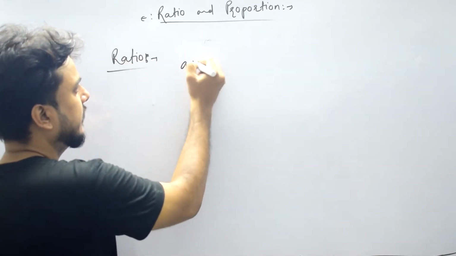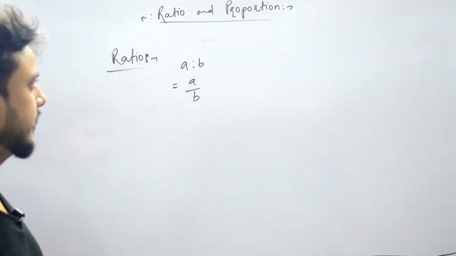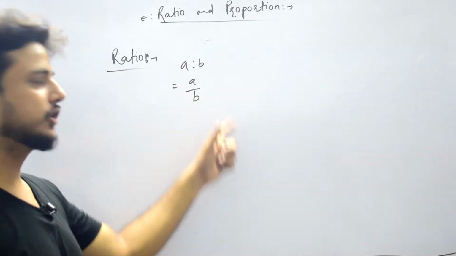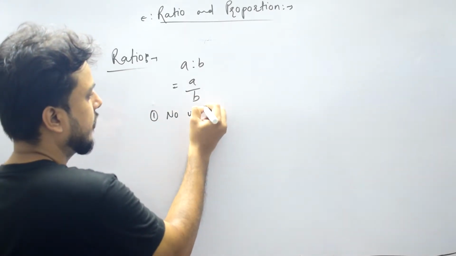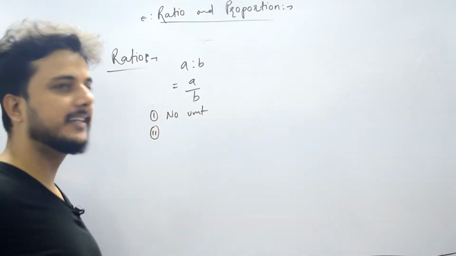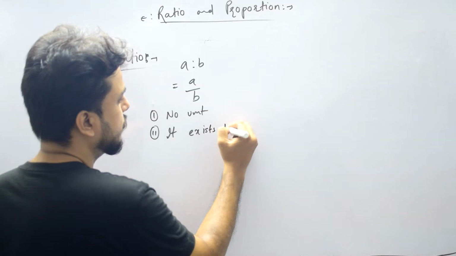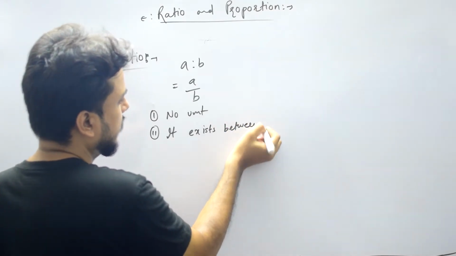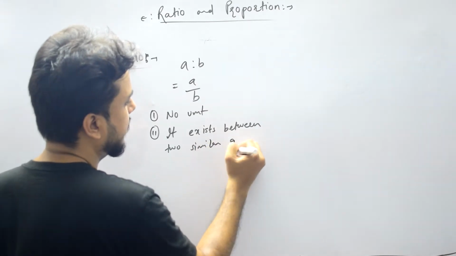A is to B, A by B. That we already know, we have studied it earlier. Now remember that ratio has no unit. First of all, it has no unit. And ratio exists between two similar quantities.